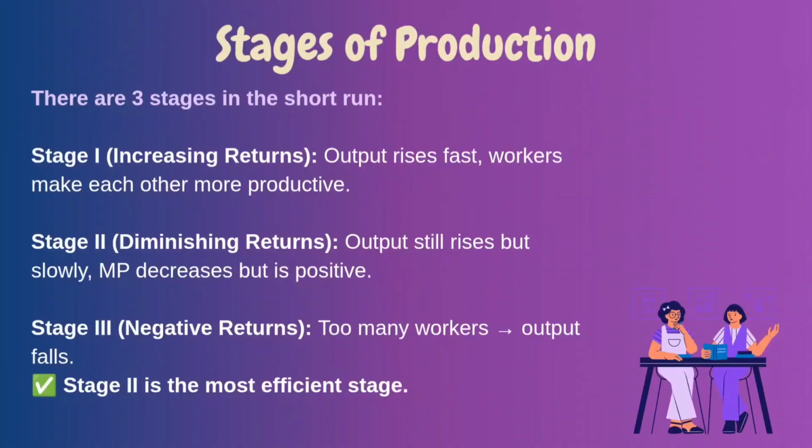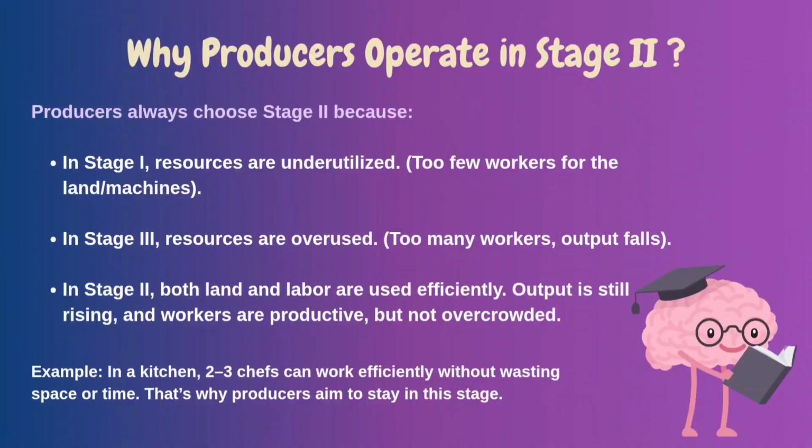And guess what? Stage 2 is the most efficient stage for the producer. Now, why not stage 1 or stage 3? Because in stage 1, resources are underutilized. Too few workers for the land and machines. In stage 3, resources are overused. Too many workers crowding the space, causing output to fall.